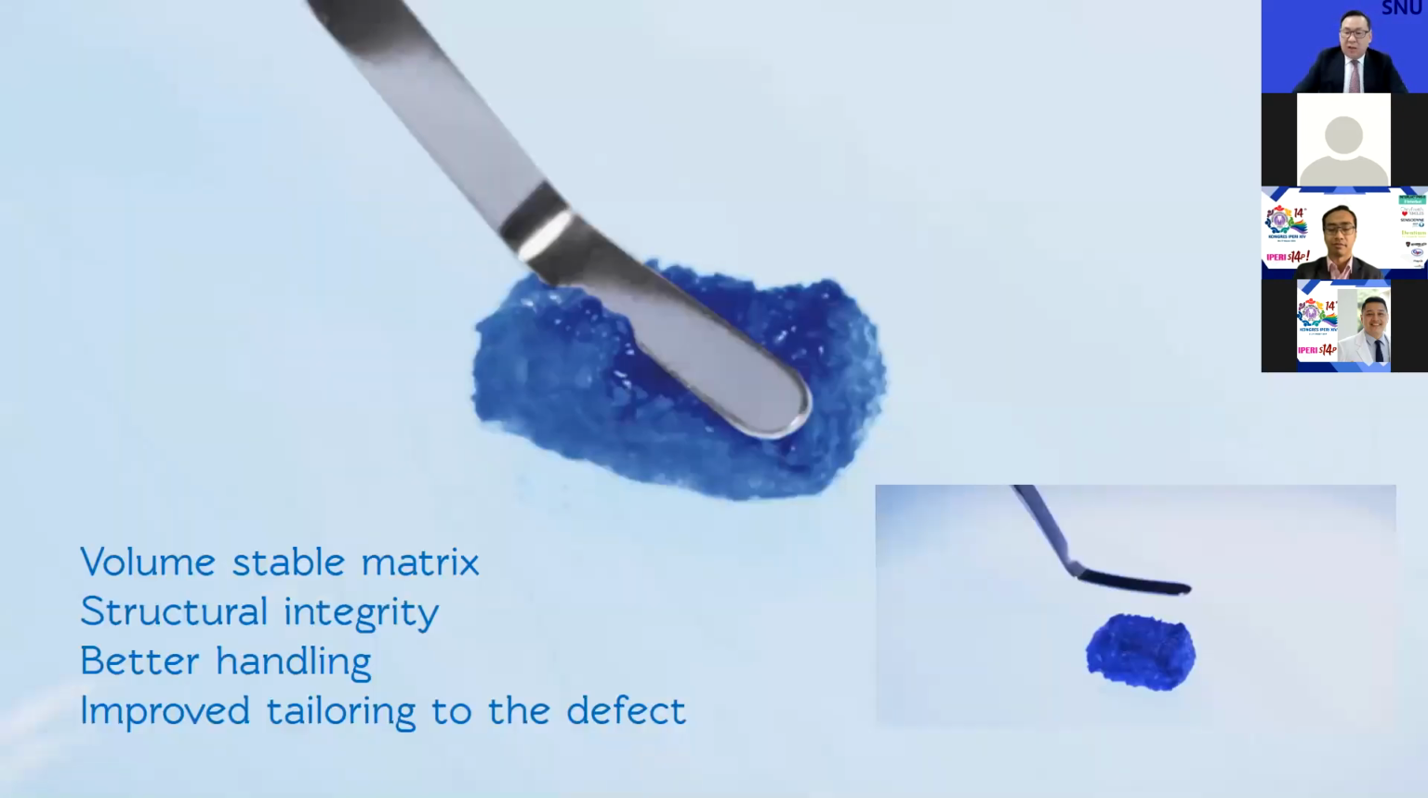So I think the first method would be to use a biomaterial that is biocompatible and pressure resistant. I guess this is the matrix type of bone that is volume stable, and has structural integrity and also better handling. And then you could also improve the adaptation to the defect. I call this matrix type of bone.